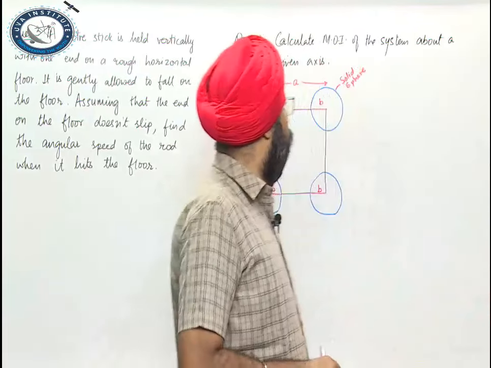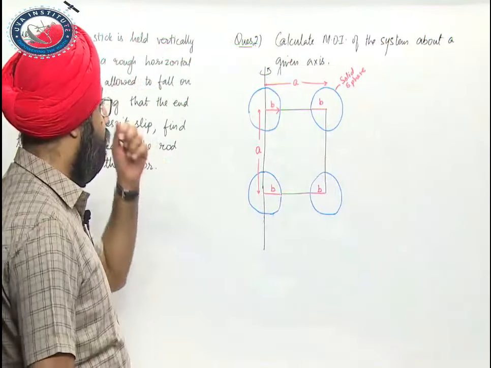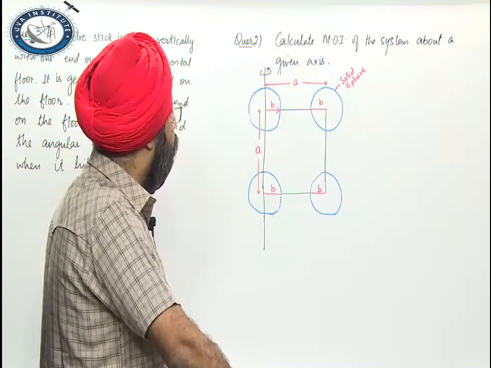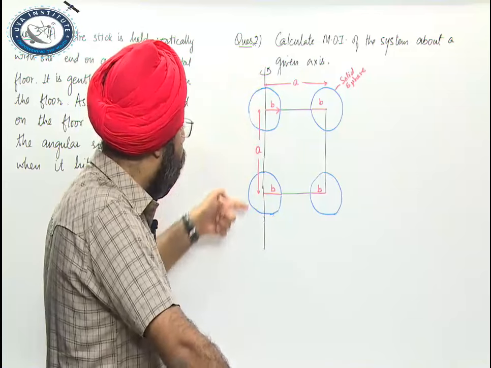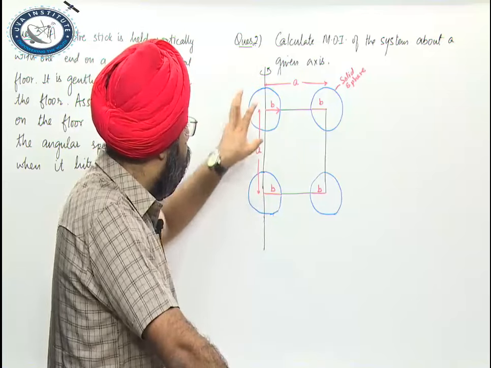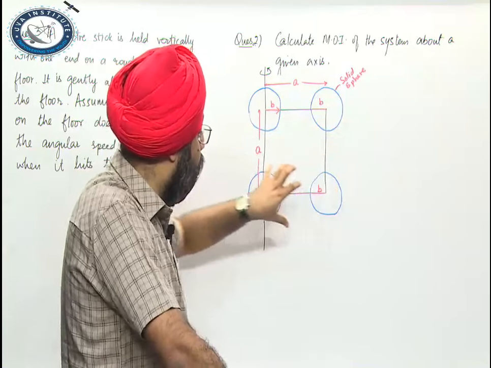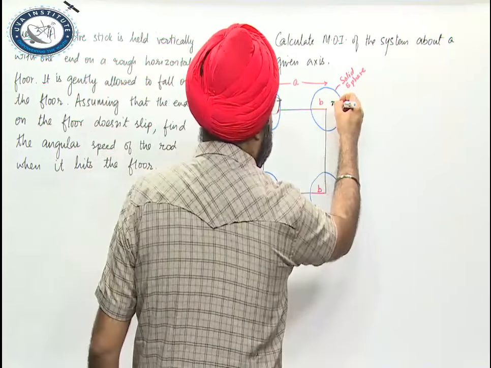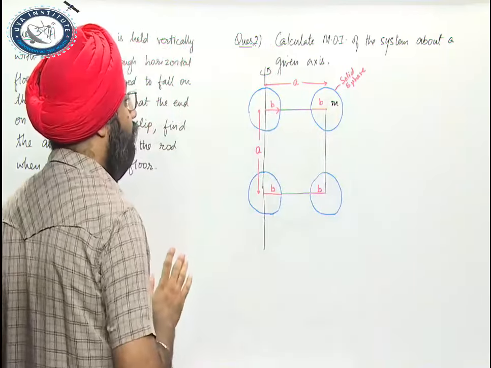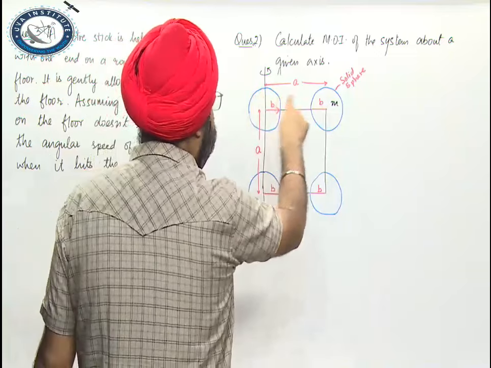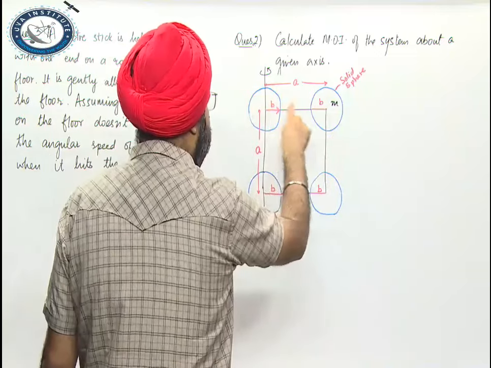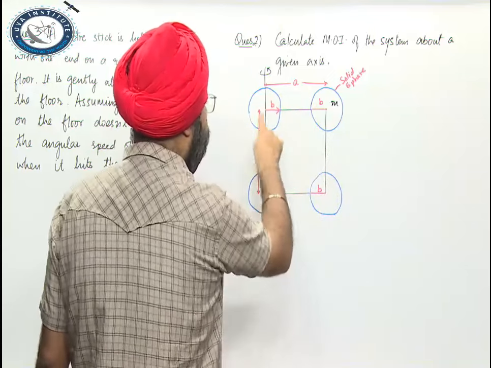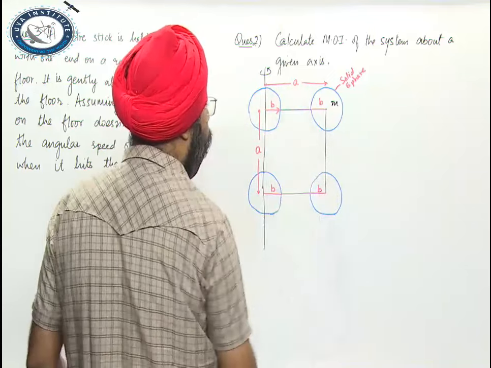Let's move on to another question. This is a very nice question. Calculate the moment of inertia of the system about a given axis. Now this is my axis. This system consists of 4 solid spheres, each of radius b and mass m. These 4 solid spheres have their centers lying at the 4 corners of a square of side a.